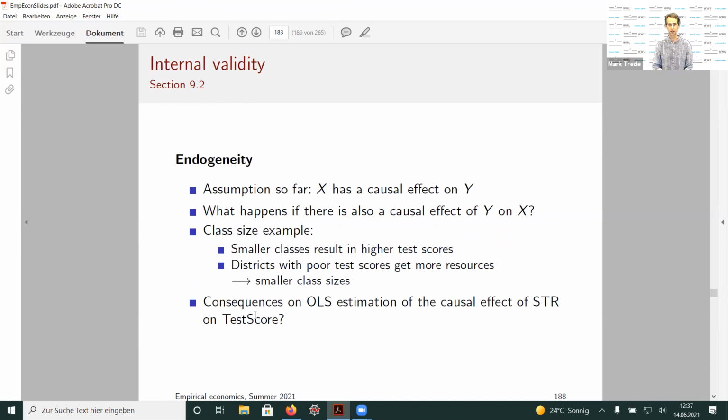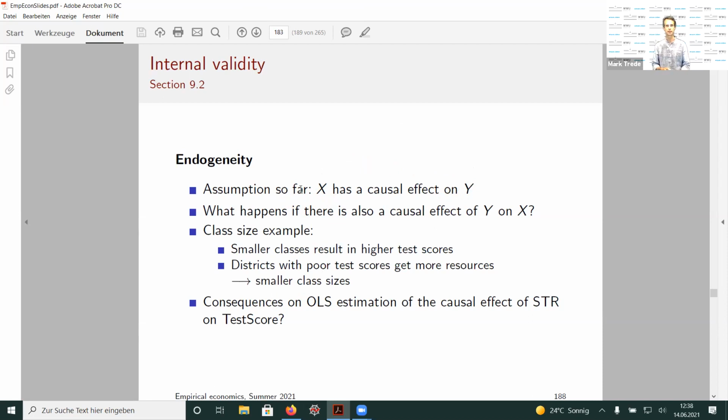It's called endogeneity. So far, we have always assumed that the regressor variable x has a causal effect on the endogenous variable y. And we tried to quantify this effect and use the causal effect for policy. But who's actually guaranteeing us that this is the correct line of impact? So who's actually saying that there's a causal effect from x to y, but no causal effect from y to x? But that could also be the case.